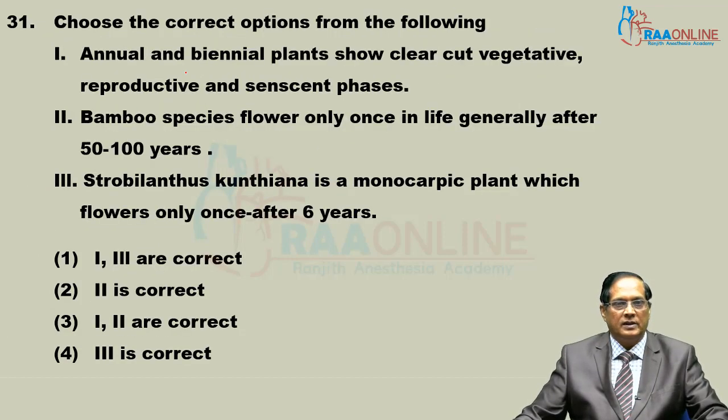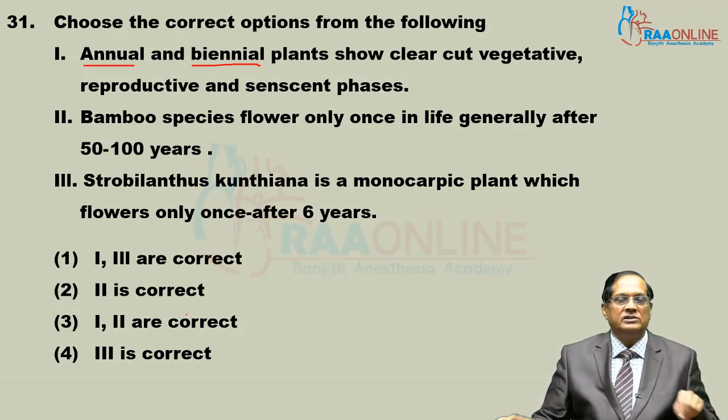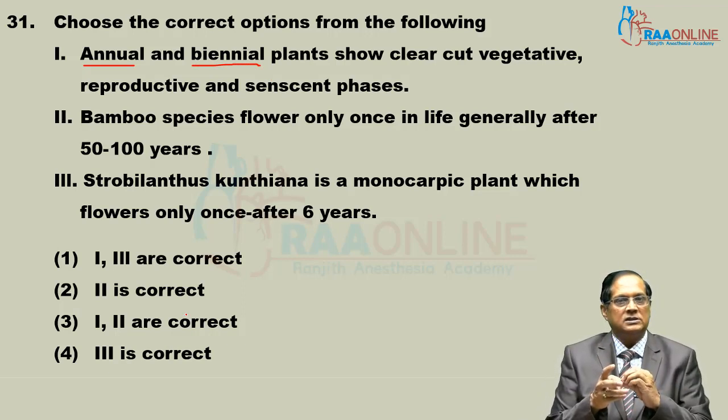31st question. Annual and biennial plants. Better to say an annual is a seasonal plant. A biennial plant completes its life in 2 seasons.